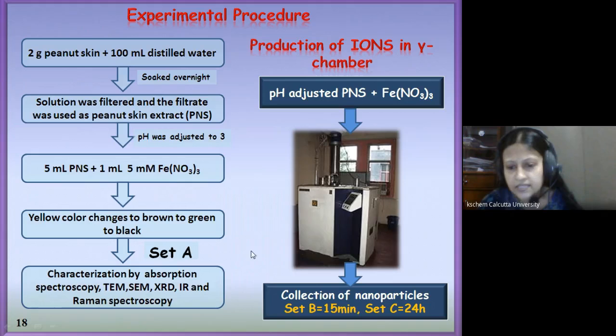Similarly, we prepared a set B, which we kept inside a gamma chamber for 15 minutes, and another we prepared, set C, which we prepared by keeping the solution in the gamma chamber for 24 hours.